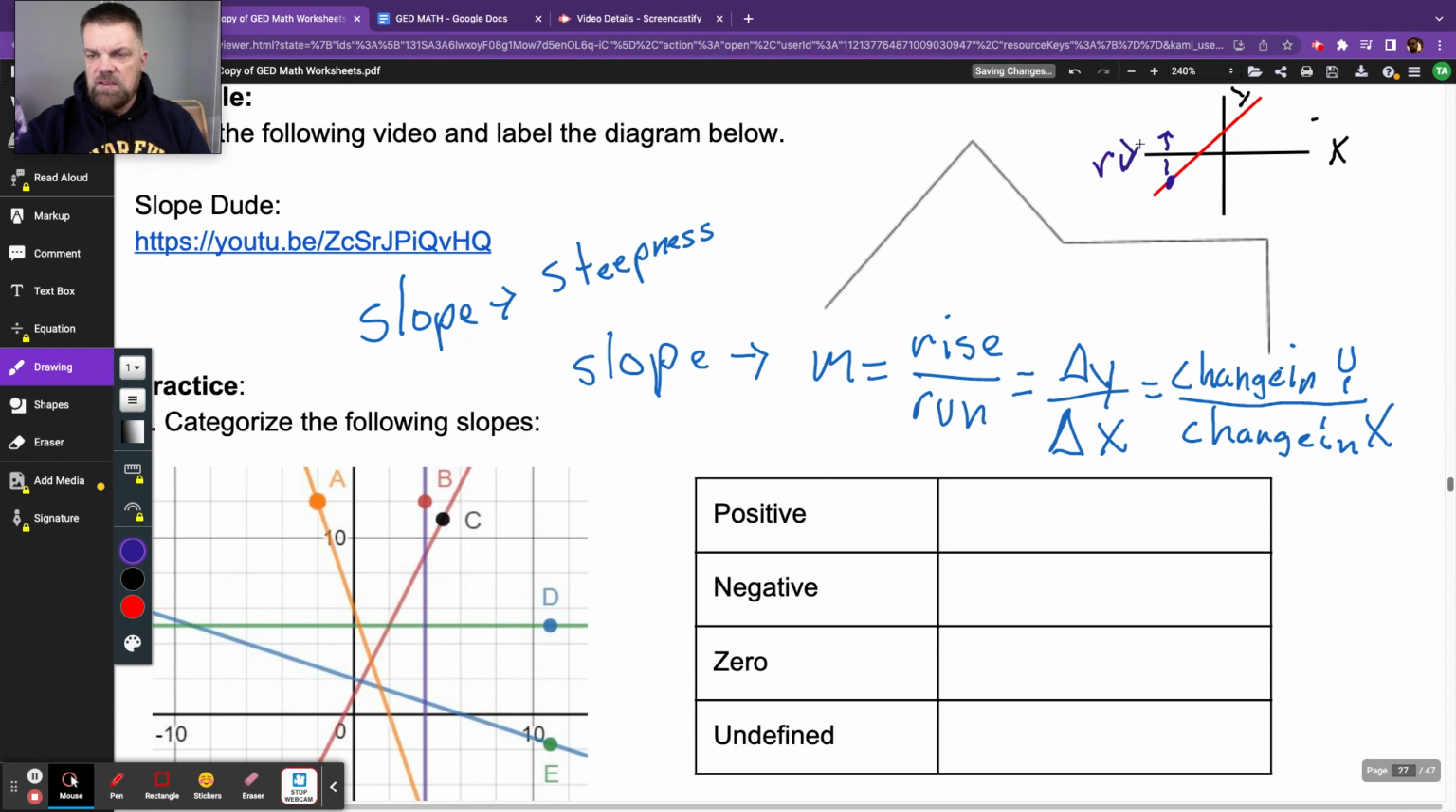Oh boy. Gotta wait for my computer to catch up. It's glitchy.